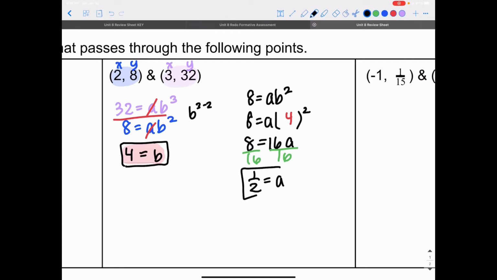And so I'm going to plug these two things into my general form. So I'll have y is equal to 1/2 times 4 to the x power. This is my initial amount, and this is my growth rate. And that's my function.